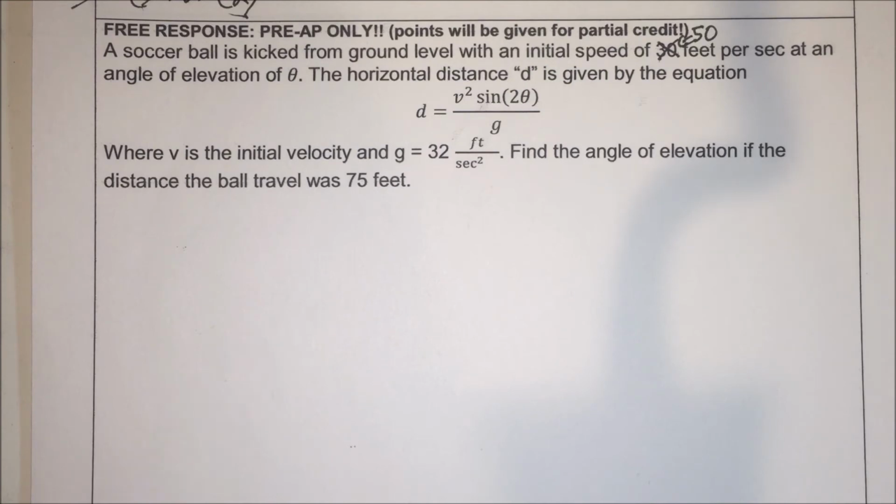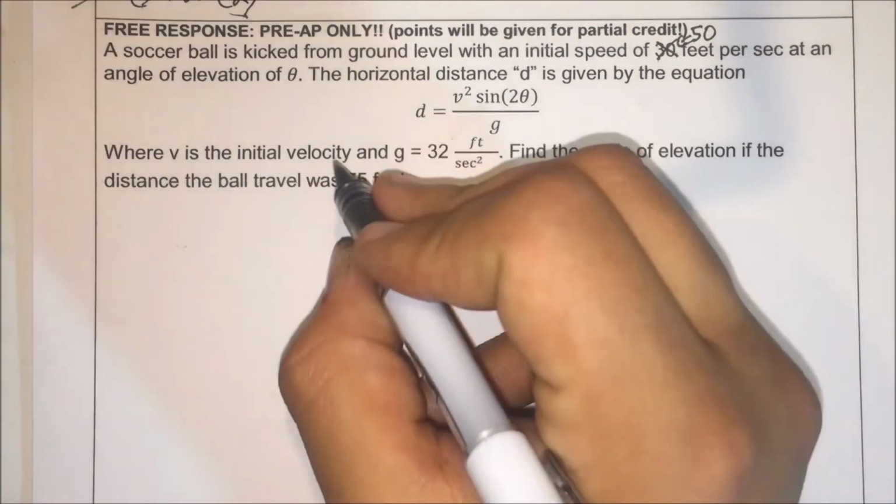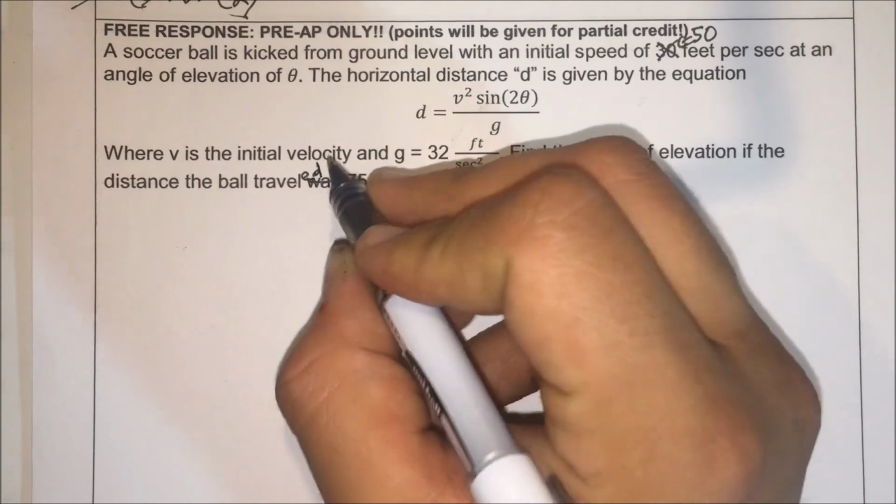That should look somewhat familiar to you, maybe from physics. That's just gravity's pull. Find the angle of elevation if the ball traveled 75 feet.